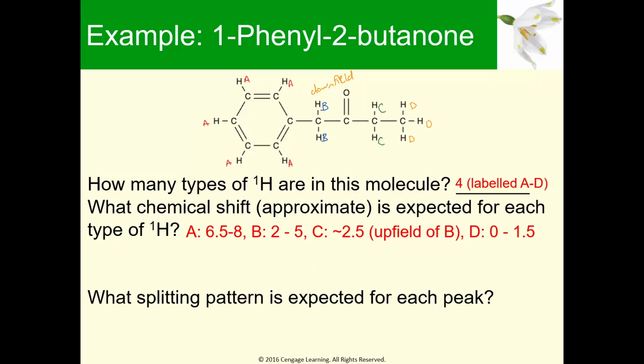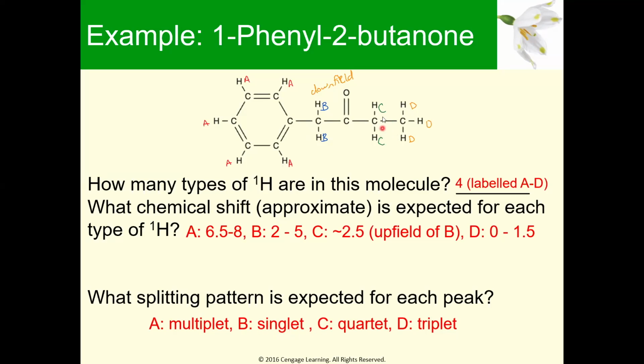Okay, so now let's think about the splitting pattern that we would expect from each hydrogen type. Hydrogen type A, remember we said that that's one of those complex situations. Those are hydrogens on a benzene ring. So I won't be able to give it a nice numeric value. We're going to consider it a multiplet. But if you look at hydrogen type B, I'm going to say it's going to be a singlet because its neighbors don't have any hydrogens on them. That carbon has no hydrogens. That carbon has no hydrogens. So that's why I've said it's expected to be a singlet.